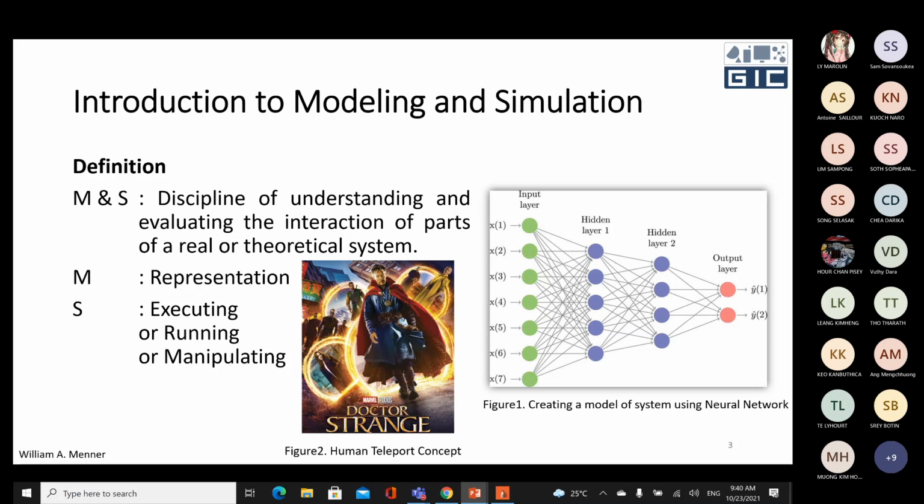When we talk about one model or one system, in this case the system has been made using a neural network. So we have an input layer, hidden layer, and output layer. Our system has 7 inputs, and then we get 2 outputs. In this case, our system is a classification system. We have 7 input properties or attributes, and then we try to classify into class y1 and y2.